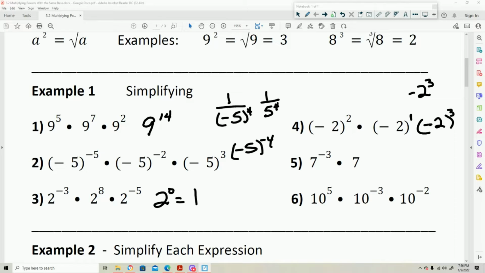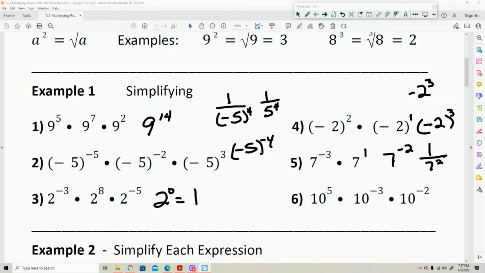Okay, here we have 7 to the negative 3 and 7 to the first. If I add those together, it's 7 to the negative 2. That is a 7, believe it or not. That means take the reciprocal, or you can think move it to the denominator. That means it's 1 over 7 squared. And we could do 1 over 49 if we wanted to, but we'll just leave it 1 over 7 squared.